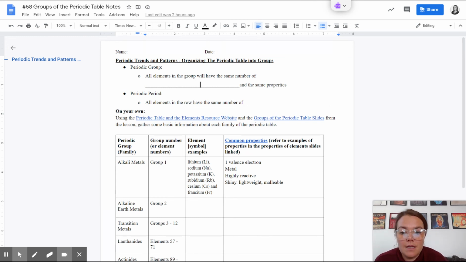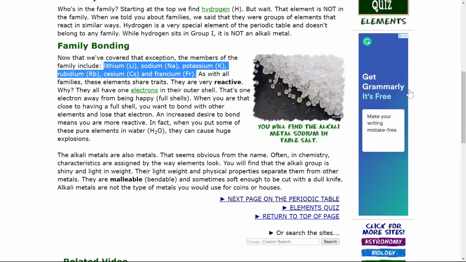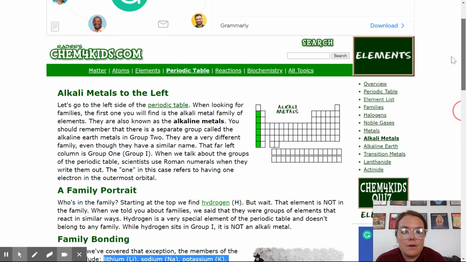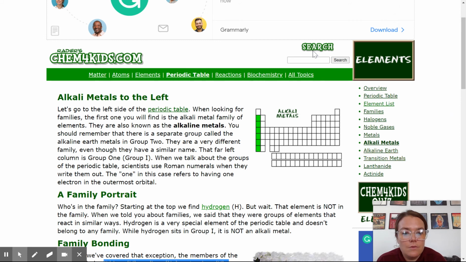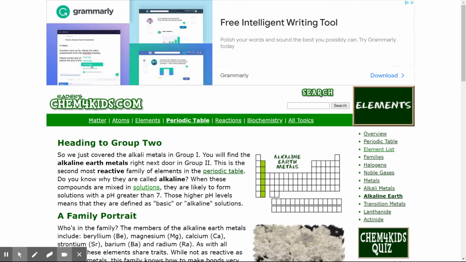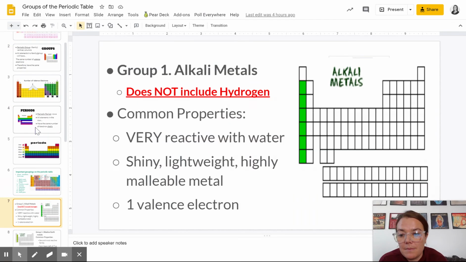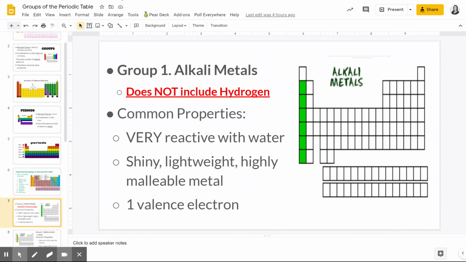You're going to be using these 2 websites. This website is about the different families, and you'll see each of the families you have to record information about listed over here on the right. Or the other option is a slide deck that I created that gives you pretty much the same information. Whichever one works for you. For alkali metals, you have to write down which elements are alkali metals and what their common properties are.